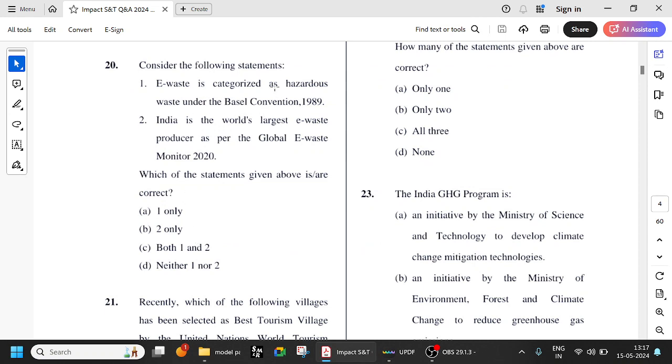So, this is correct. Basel Convention 1989 categorizes e-waste as hazardous to humans and environment. Okay, and this is not largest. India is the third largest after China and US.